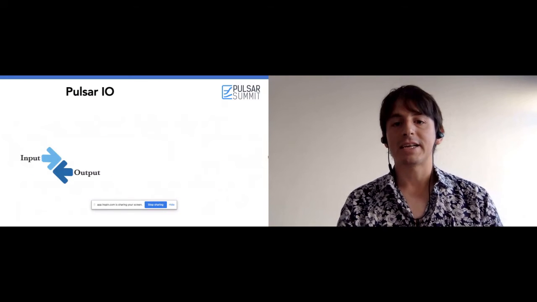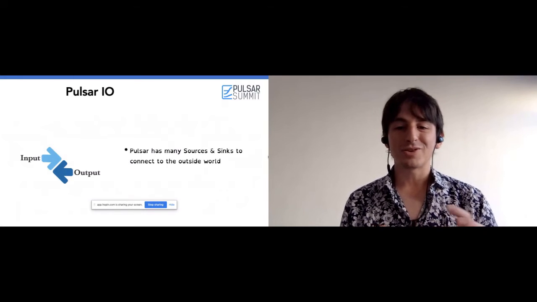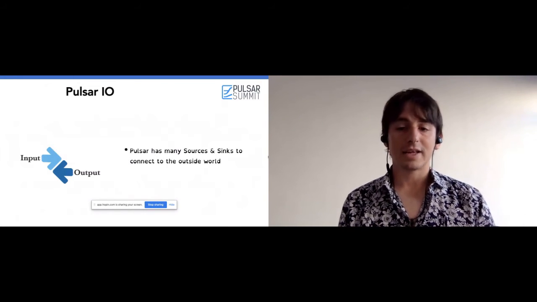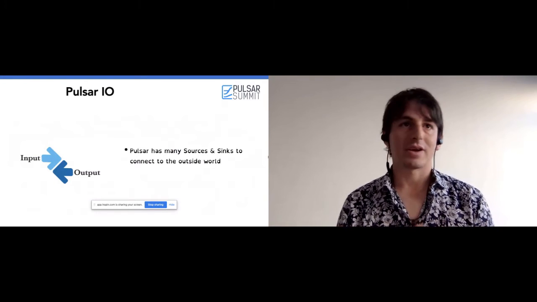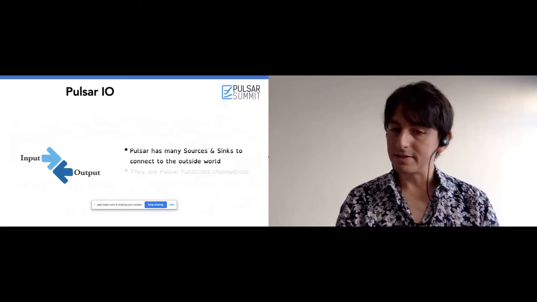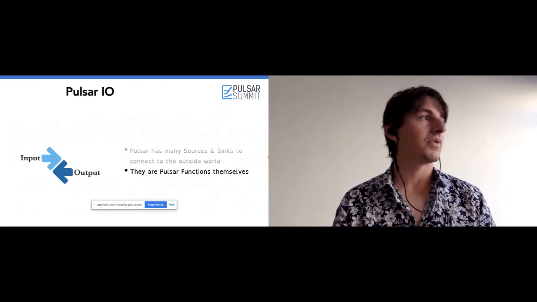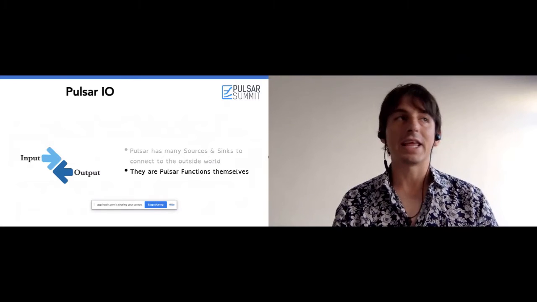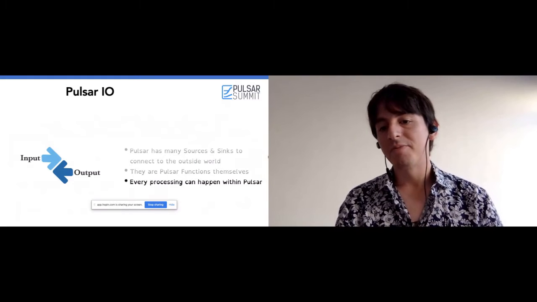So as a recap, Pulsar IO enables us to have many sources and sinks that can connect us to the rest of the world. This is very much like Kafka, for example, if you are used to that. They are Pulsar functions themselves, so they have the same mechanism, and we can even debug them as we do with Pulsar Functions. It's amazing.